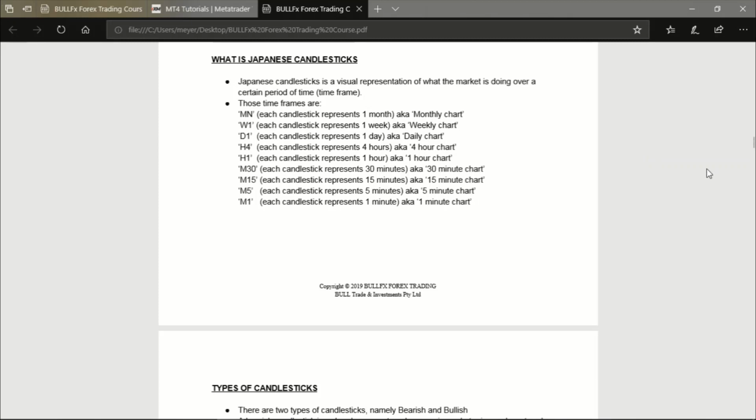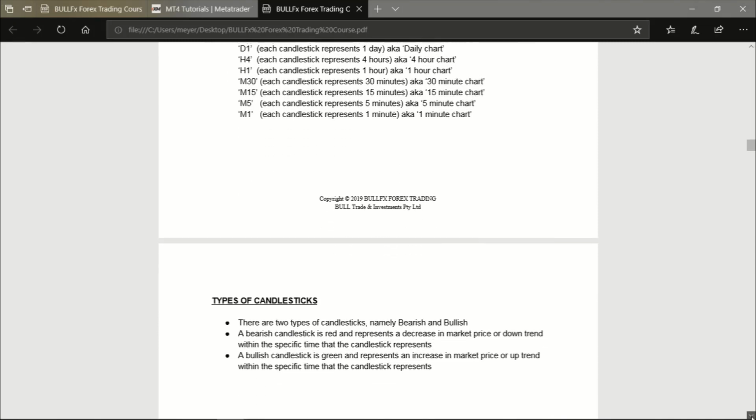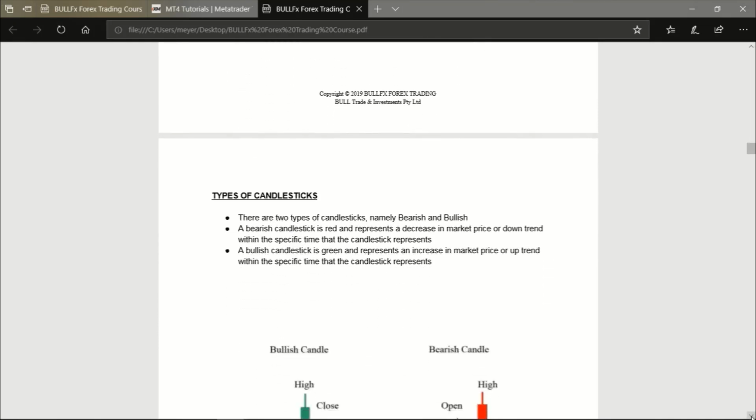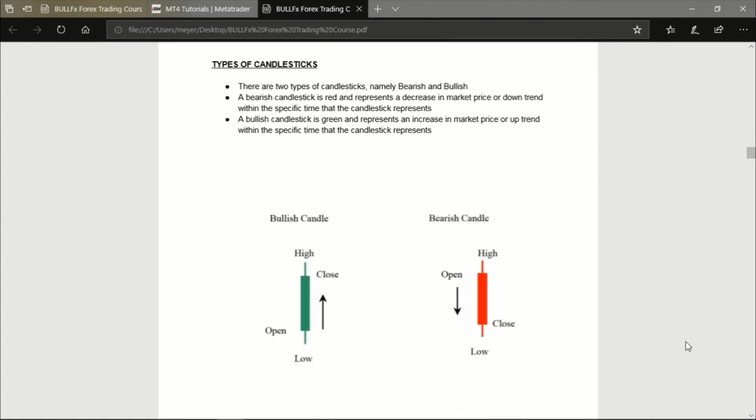Okay, so now we can go on to the types of candlesticks. There are 2 types of candlesticks, namely a bearish and a bullish candlestick. A bearish candlestick is a negative candlestick, bullish is a positive.